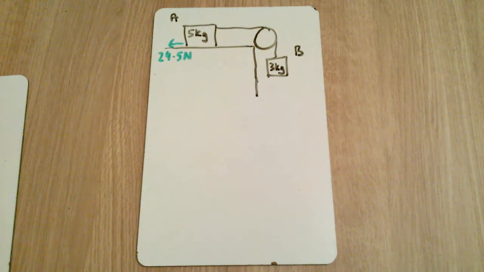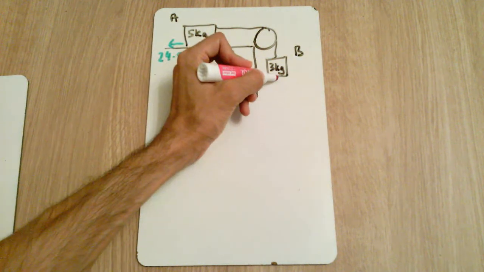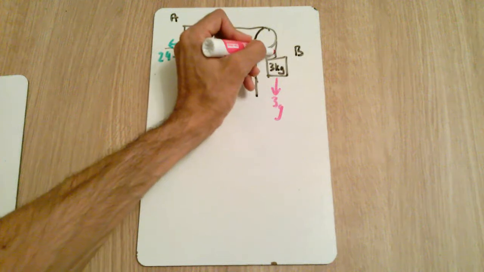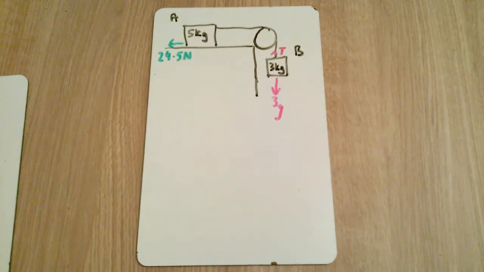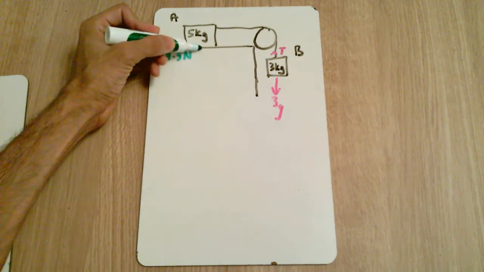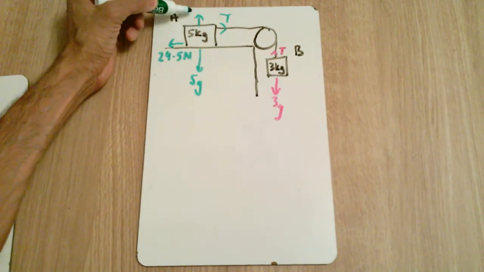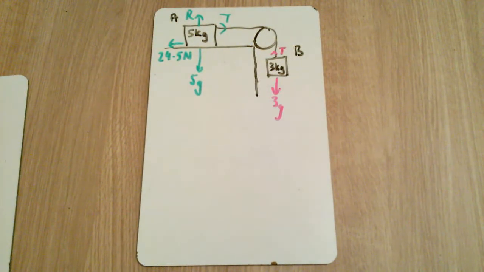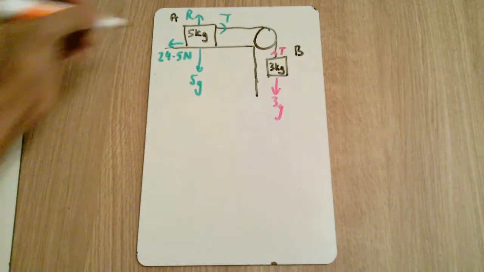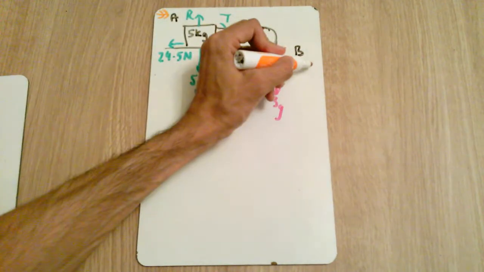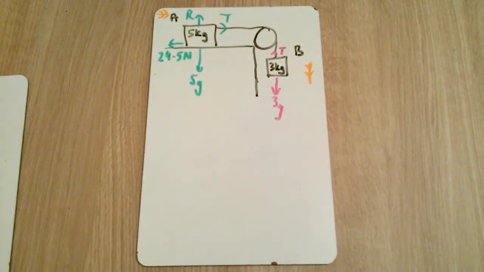So the particle B of 3 kilograms has a weight of 3g and tension coming in the opposite direction towards the pulley, and there is also on particle A its weight acting downwards of 5g, tension pulling it to the right, and a reaction force acting upwards over here which will be equal to 5g because there are no other forces acting in that vertical direction on particle A. Now looking at the scenario, particle A is going to accelerate to the right hand side and particle B is going to accelerate downwards. We show that by our double arrow.